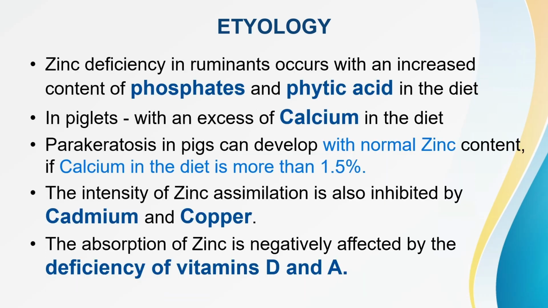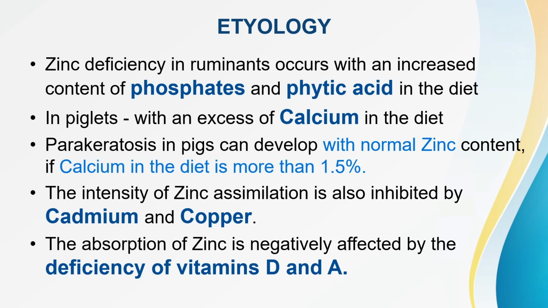Zinc deficiency in ruminants occurs with an increased content of phosphates and phytic acid in the diet. In piglets, with an excess of calcium in the diet. Parakeratosis in pigs can develop with normal zinc content if calcium in the diet is more than 1.5%. The intensity of zinc assimilation is also inhibited by cadmium and copper. The absorption of zinc is negatively affected by the deficiency of vitamins D and A. So even when we have enough zinc in our diet, there may be a deficiency due to an imbalance of other elements.